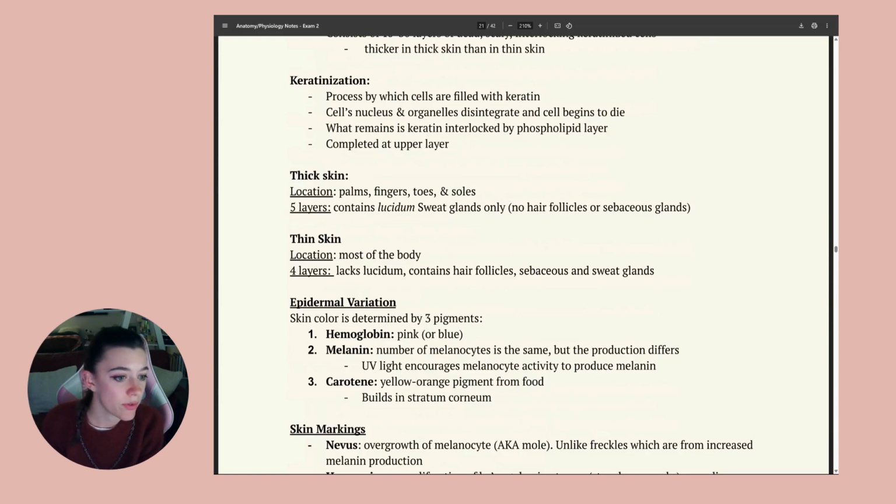So you can sweat from your palms, but you're not going to have hair or sebum coming out from there. Same with the bottoms of your feet. If you do have hair or sebum, that's a little interesting. Location for thin skin, that is going to be the rest of your body. Everywhere else, you're going to have 4 layers, lacking the lucidum layer. The thin skin contains hair follicles, sebaceous glands, and sweat glands.